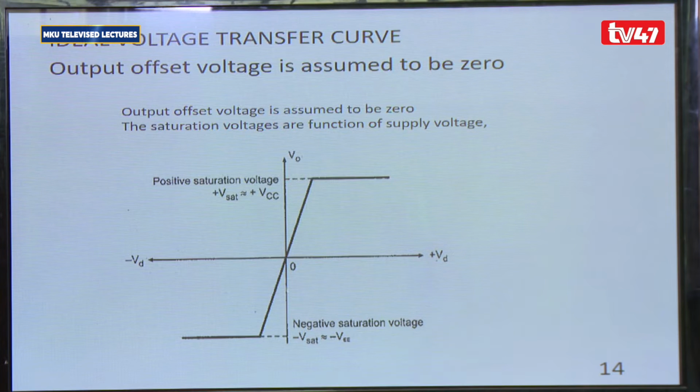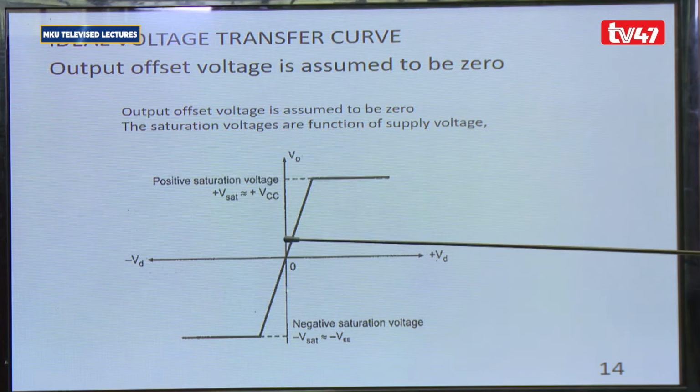Now, we look at the ideal voltage transfer curve of the op-amp. Here, the output offset voltage is assumed to be 0. When you look at this curve, you can see it's V out, the output voltage, plotted against the differential voltage. If it were plotted for any given operational amplifier, you can see that as you increase the differential voltage, V out increases, until it reaches a point where it remains constant.